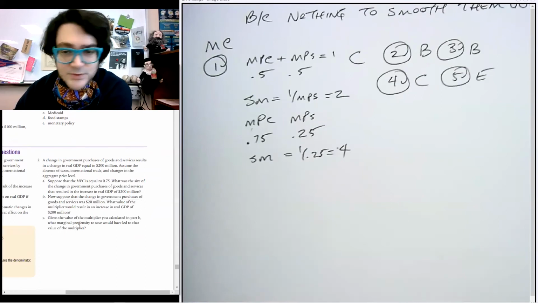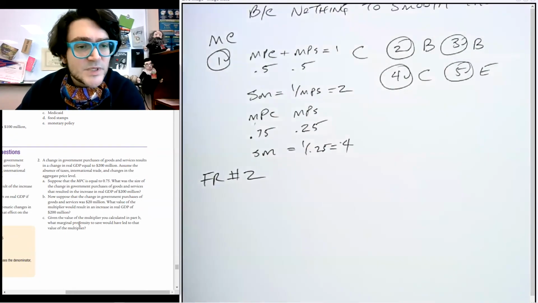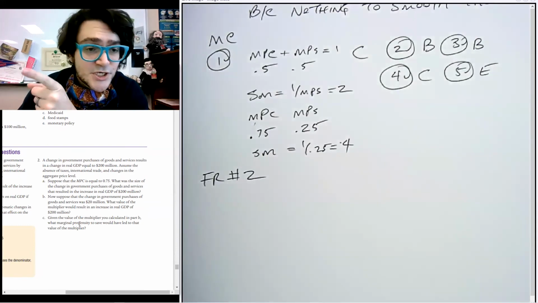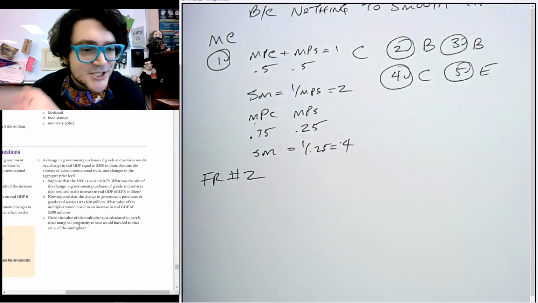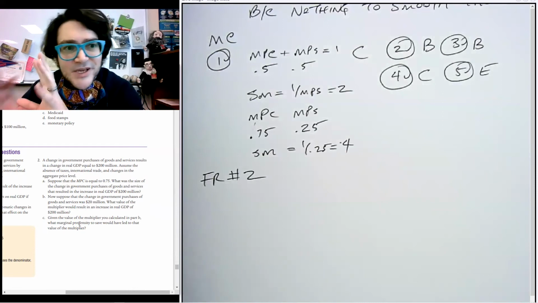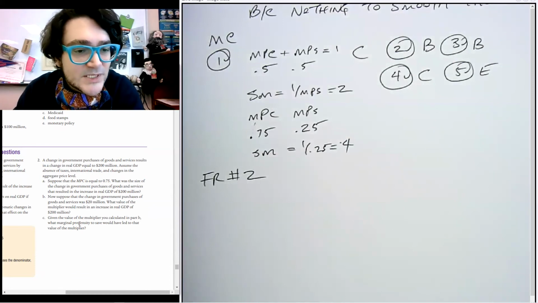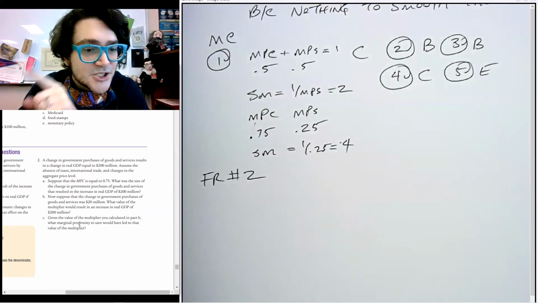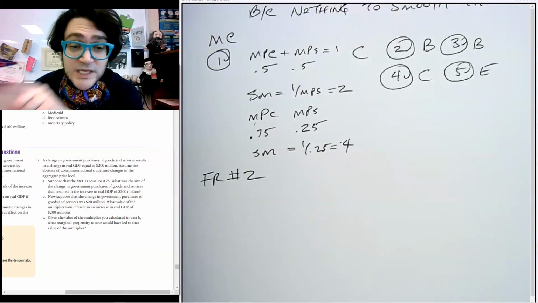Let's take a look at free response number 2. It says a change in government spending results in a change in real GDP equal to 200. Assume the absence of taxes, trade, and changes in aggregate price. Okay, well, you can't assume anything. All right, so nothing else is changing, ceteris paribus. Assume MPC is equal to 0.75. What's the size of the change in spending that resulted in the increase of 200? This is a great question. This will appear on the exam.